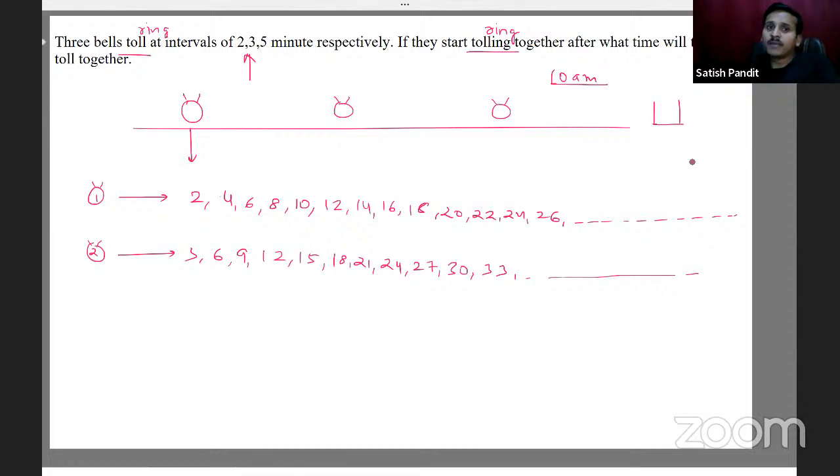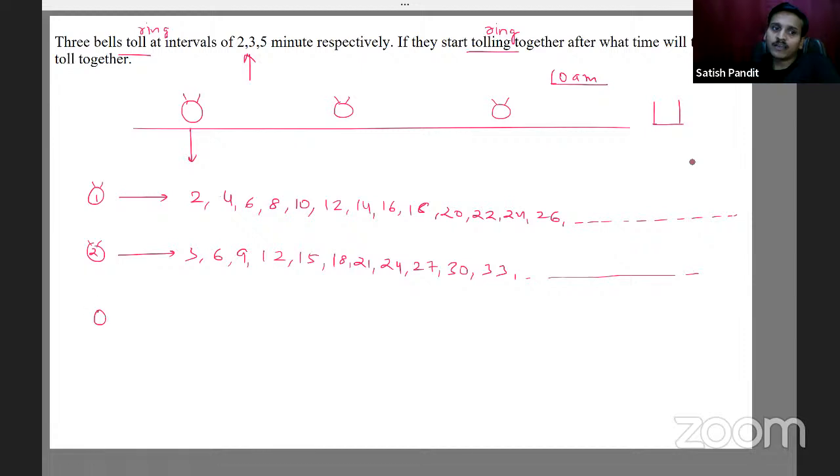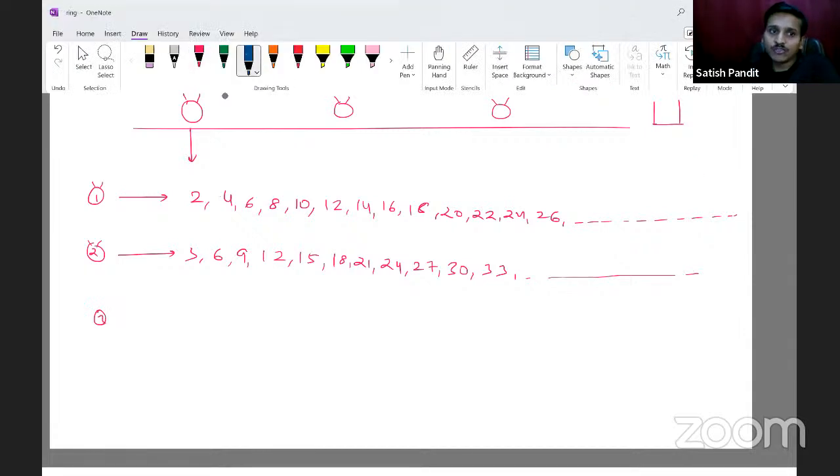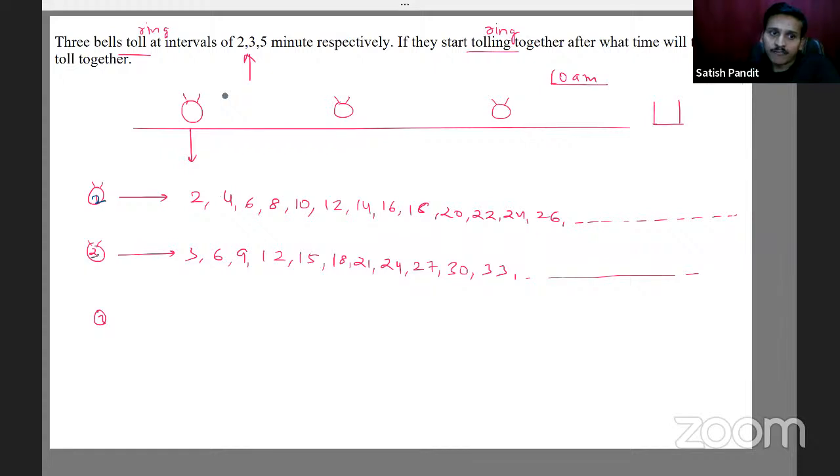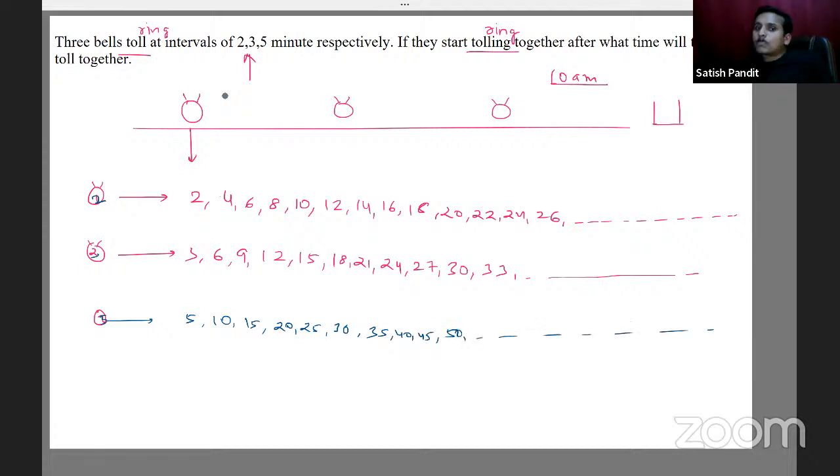Next, the third bell. Maybe I'll write the numbers themselves, it will be easy, otherwise you'll get confused. So 2, 3, and 5. The third bell: 5, 10, 15, 20, 30, 35, 40, 45, 50, and so on. You have to understand the concept. If you start all 3 bells at 10 o'clock, the first will ring 10:02, 10:04, 10:06, 10:08, like that. The second will ring 10:03, 10:06, 10:09. The third will ring 10:05, 10:10, 10:15, like that.